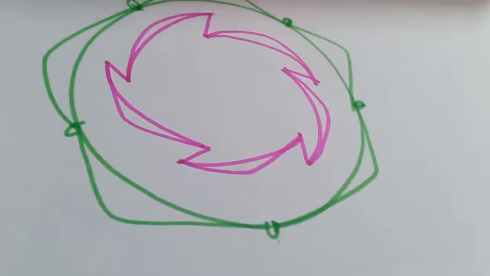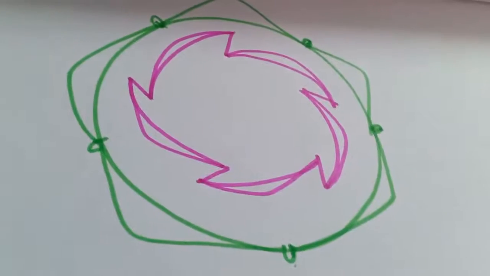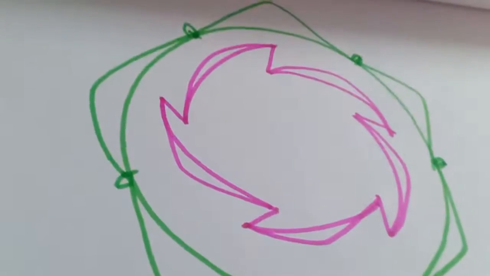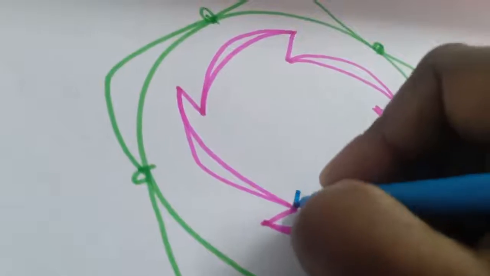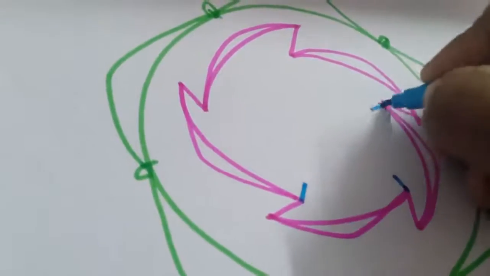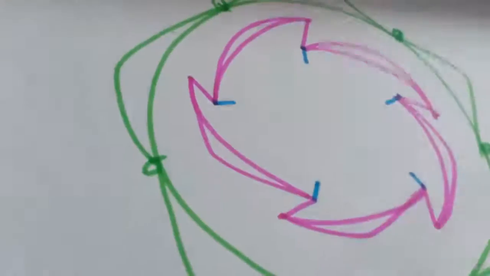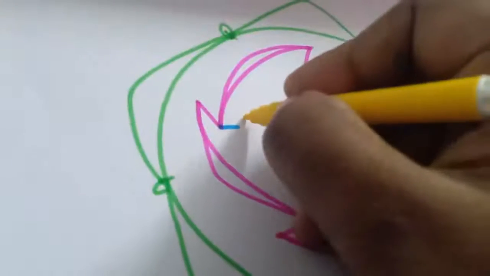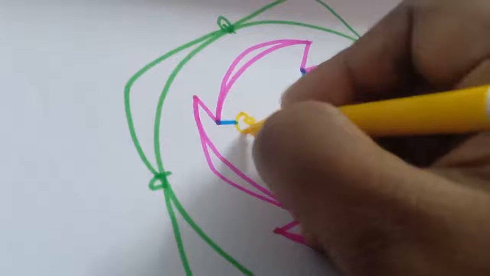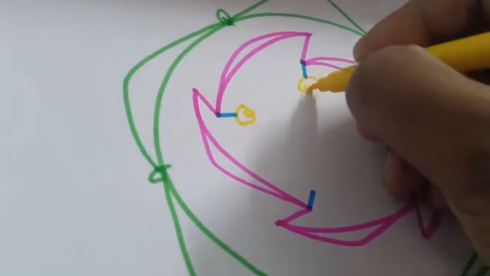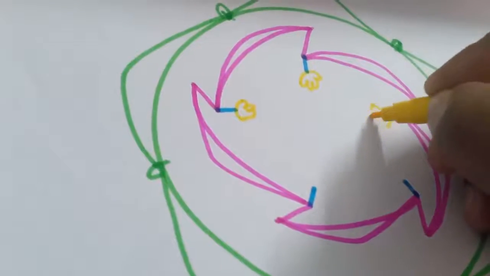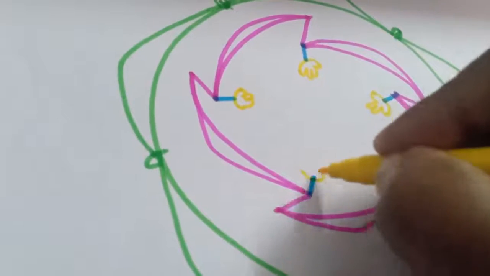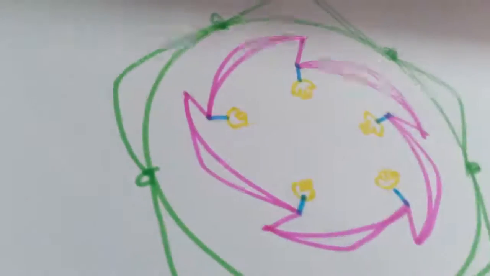Next comes the anther. I'm going to draw the androecium. The anthers are dithecous. So this is the stalk, the filament of the stamen. Then to the filament you are going to draw the anther. It is dithecous. You have 2 lobes. So we are done with the androecium.